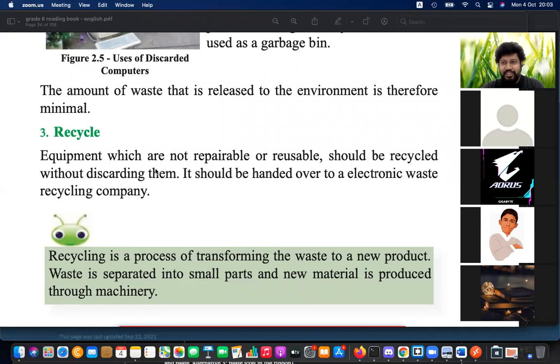From recycling, giving it back to earth. That is not a better recycling method.